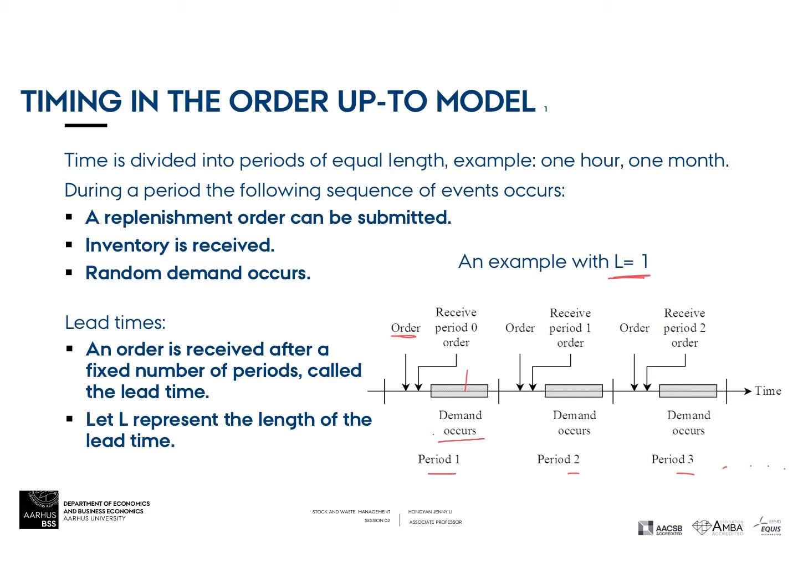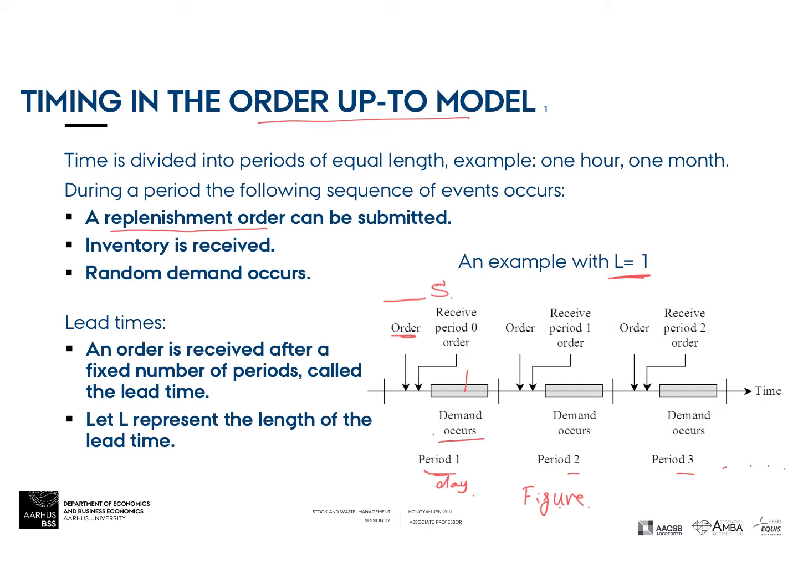Here let's see the timing in the order up to model. We call the type of model described in this figure the order up to model. In each period, the decision is how many units to order, and they order up to a level, for example, capital S. Time is divided into periods of equal length. For example, this period can be 1 day, or 1 week, or 1 hour. During a period the following sequence of events occurs.